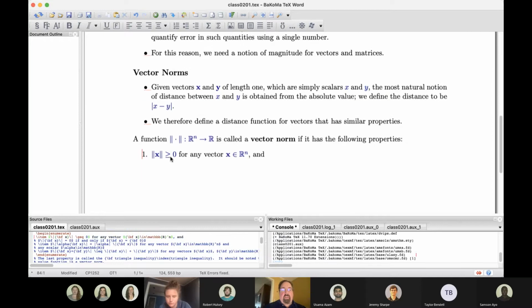First of all, the norm has to be a non-negative real number. It makes no sense for distance to be negative. And the only time it should be 0 is if the vector itself is 0. So often, if you have a function that might be a norm and you're not sure if it is, a way to check is: is it possible for it to be 0 if x is non-zero? If that's the case, then it would not be a norm.